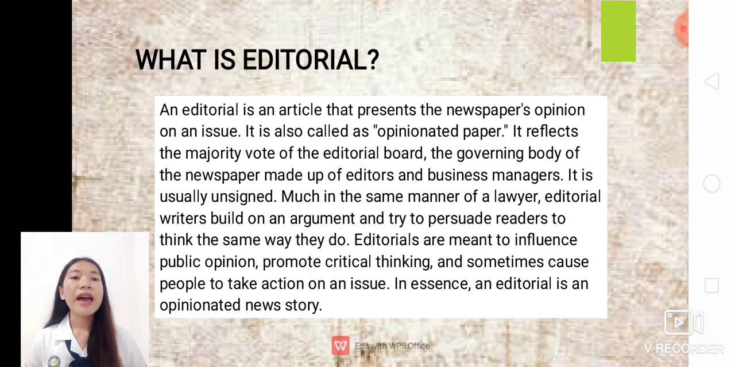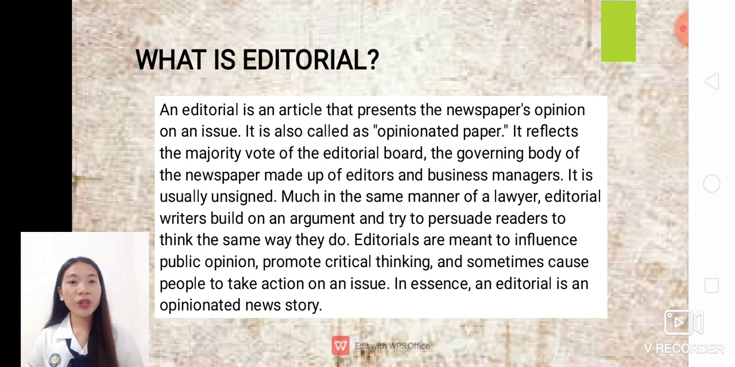Editorials are meant to influence public opinion, promote critical thinking, and sometimes cause people to take action on an issue. In essence, an editorial is an opinionated news story. I believe editorial writing isn't new to us already, maybe because some of you here already tried to join editorial writing contests way back in your elementary days, or in high school, right?